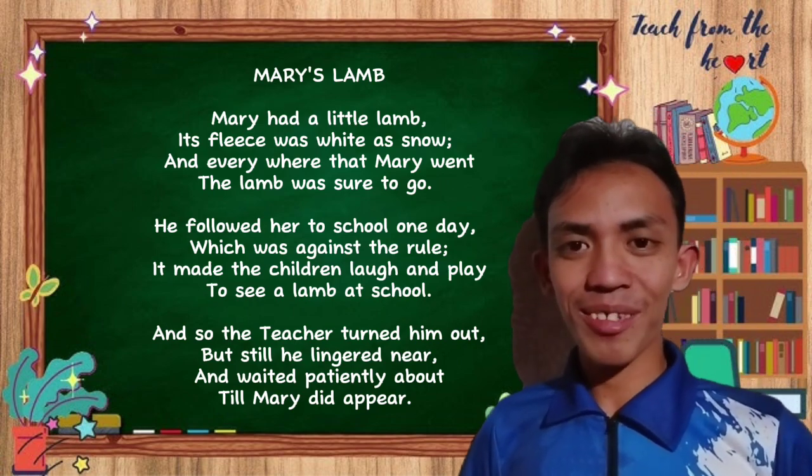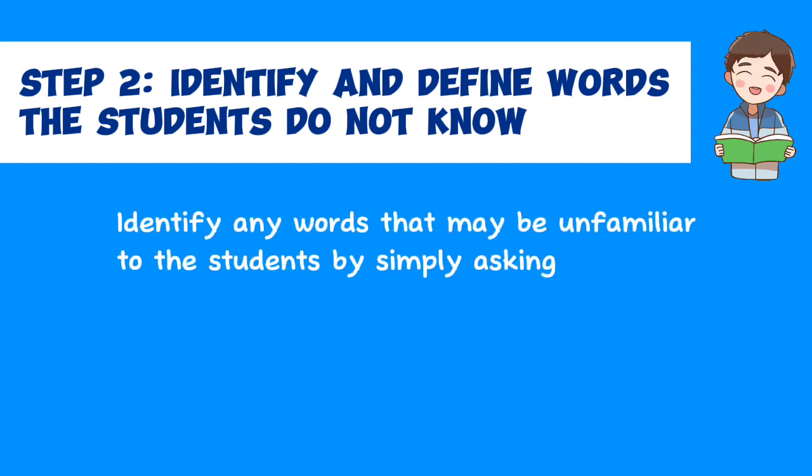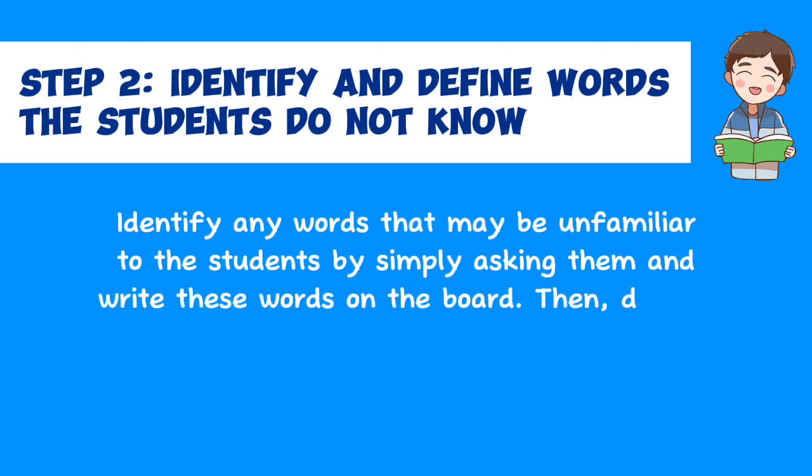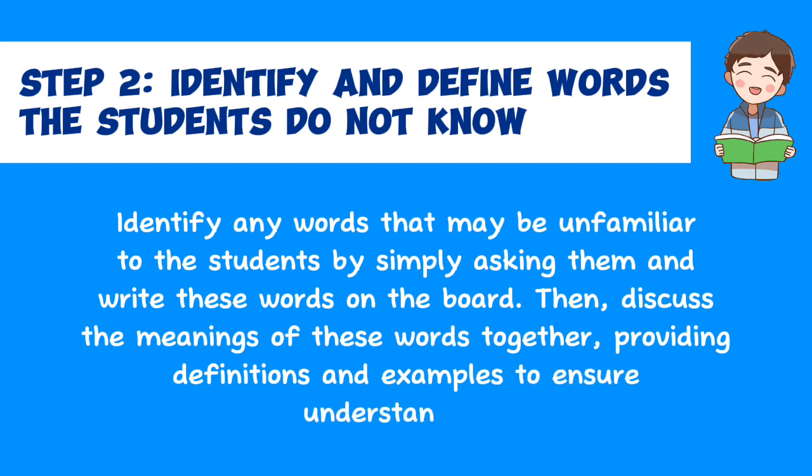Very good, class. Step 2. Identify and define words the students do not know. Identify any words that may be unfamiliar to the students by simply asking them and write these words on the board. Then discuss the meanings of these words together, providing definitions and examples to ensure understanding.